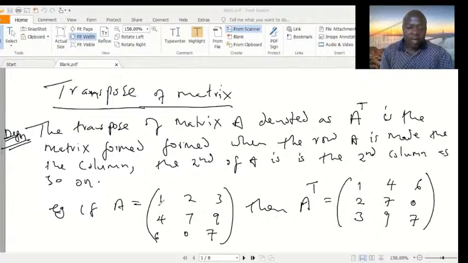And as I said, you make the first row the first column, and you can see that is what is happening here. The first column is the first row. The second column is the second row. The third column is the third row. So that is how we find the transpose of the matrix. And it's very easy to find the transpose of a matrix.